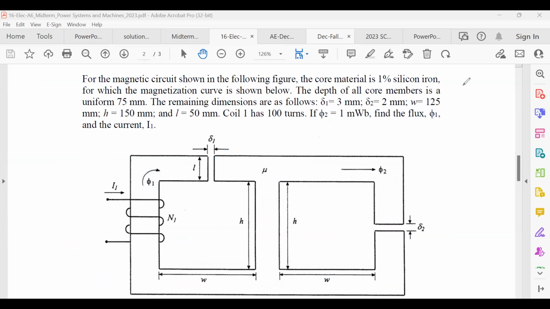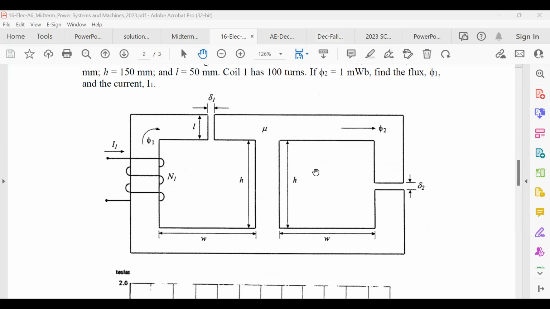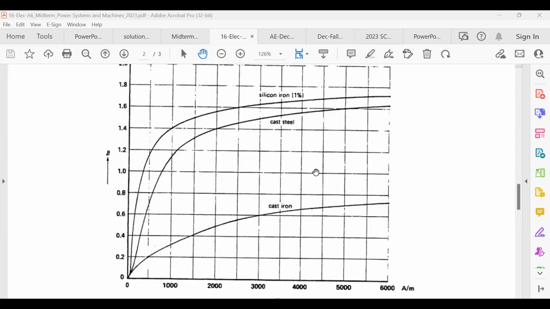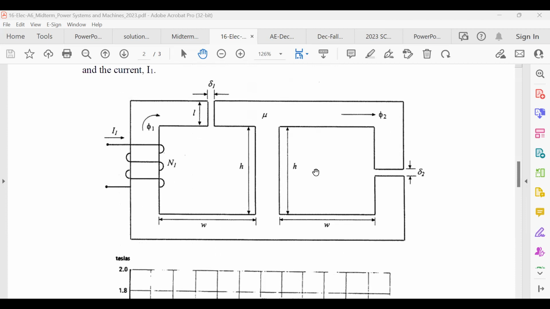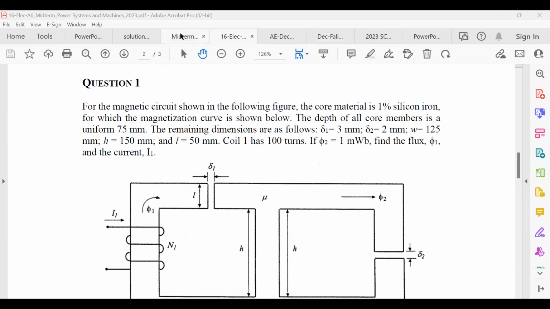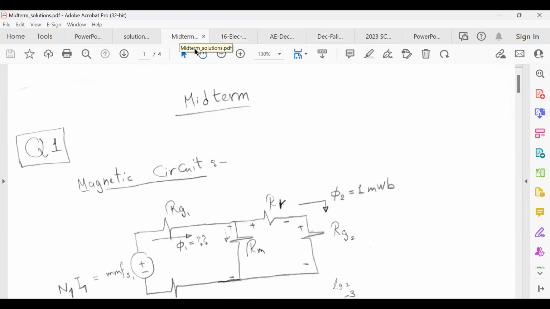Okay, if no questions, I'm going to show you the solution, which I already uploaded, just to show you the main trick for this problem. But the important thing here is to follow the steps for the magnetic circuit.